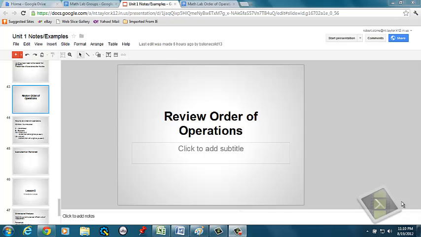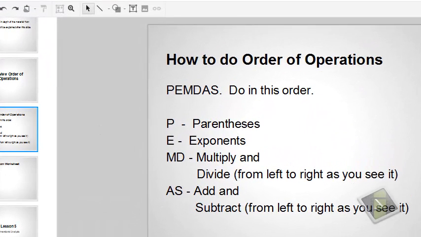Actually, today is not notes. It is more of a quick reminder of what order of operations is. So we're only going to do a couple examples and show what this is. Remember how to do order of operations.